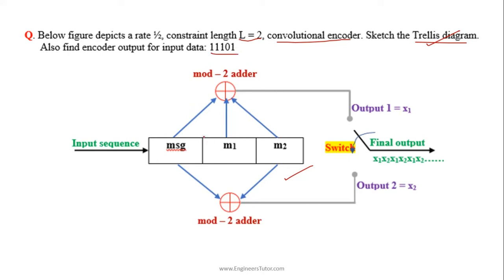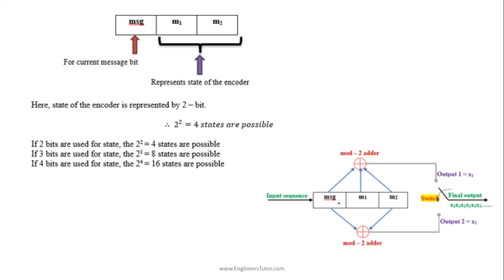Here M1 M2 represents the state of the encoder and MSG holds the current message bit. To draw the trellis diagram, we need to obtain a state table for this convolutional encoder. The constraint length is 2, as given. MSG holds the current message bit, and M1 M2 represent the state of the encoder.